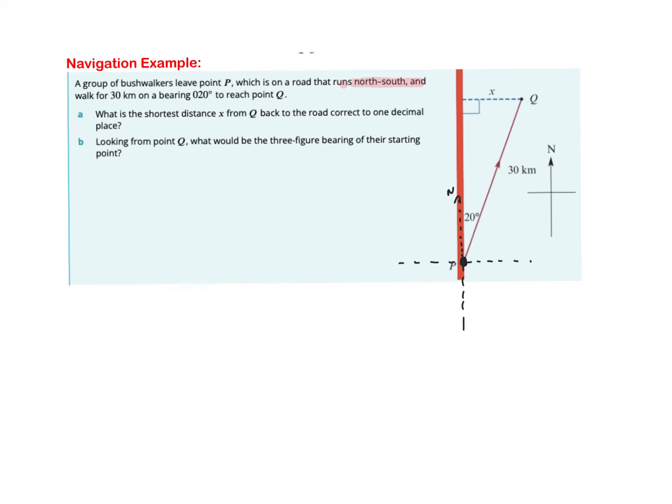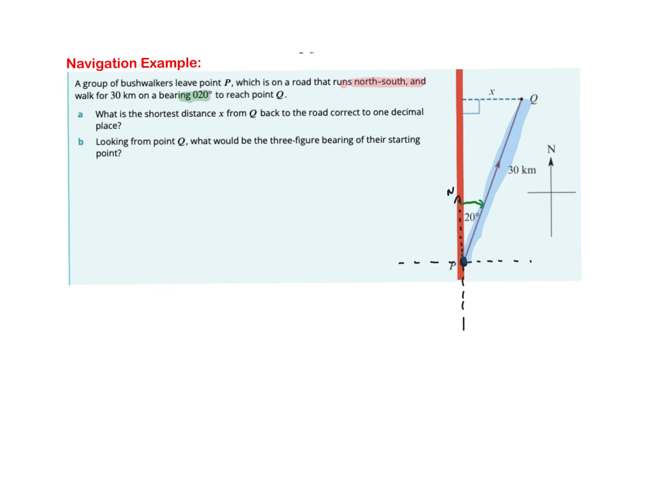They walk 30 kilometres on a bearing of 20 degrees. So you can see our 20 degrees, we start from our north line and go to the line that they're walking out on. They've walked out here for 30 kilometres. Here they're asking what is the shortest distance from X, which they've labelled for us, from Q back to the road. The red line was a road.